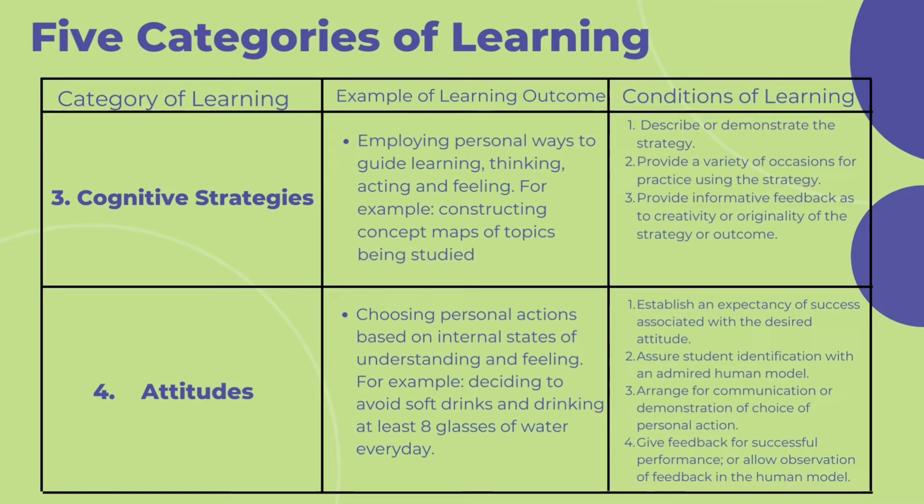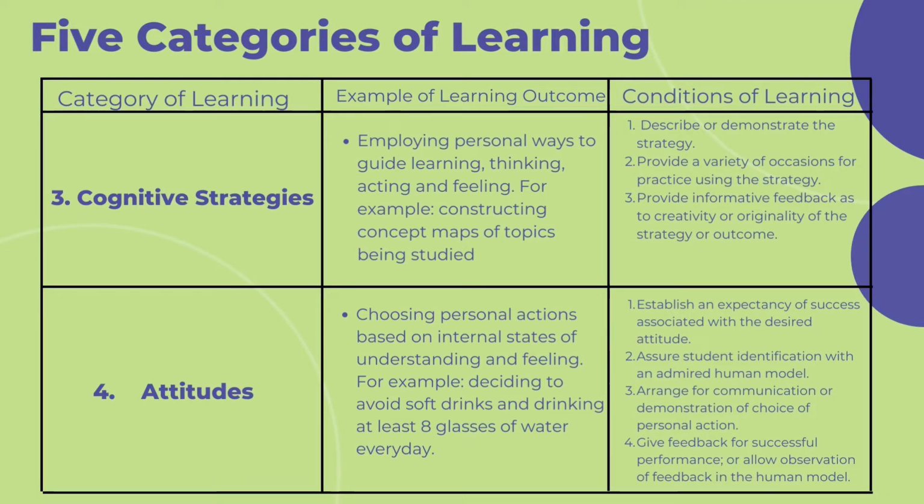So, example of learning outcome: choosing personal action based on internal states of understanding and feeling. For example, deciding to avoid soft drinks and drinking at least 8 glasses of water every day. The conditions of learning under attitudes.